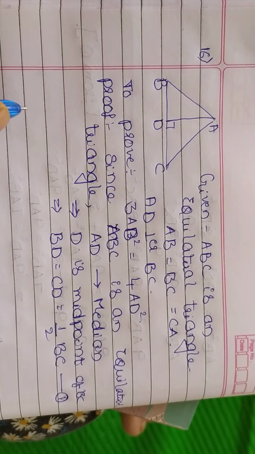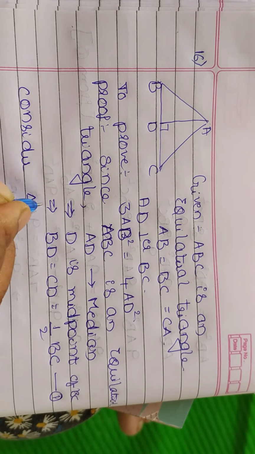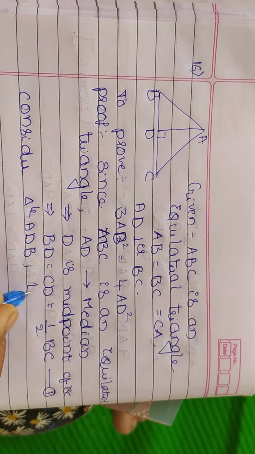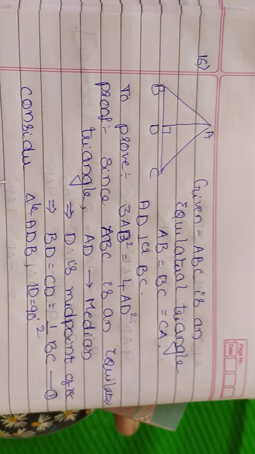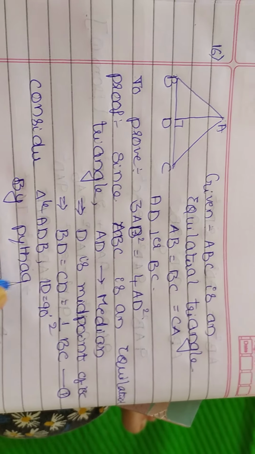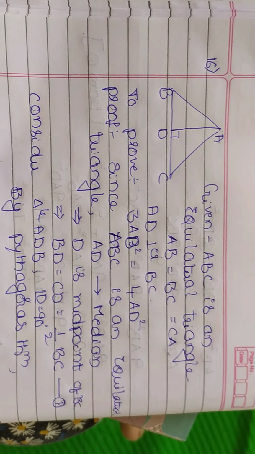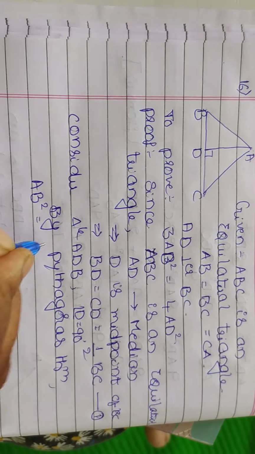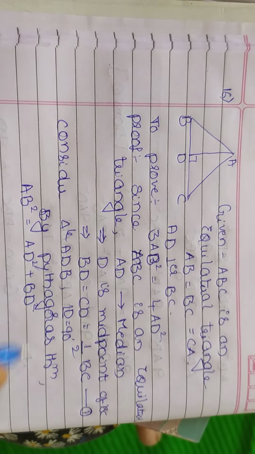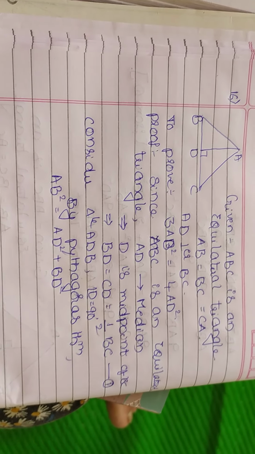Now coming to this, consider triangle ADB. So in this, angle D is 90 degrees. Since one of its angles is 90 degrees, we can make use of the Pythagoras theorem, that is, the square of the hypotenuse is equal to the sum of the squares of the other two sides. So in this triangle, AB square will be equal to AD square plus BD square.